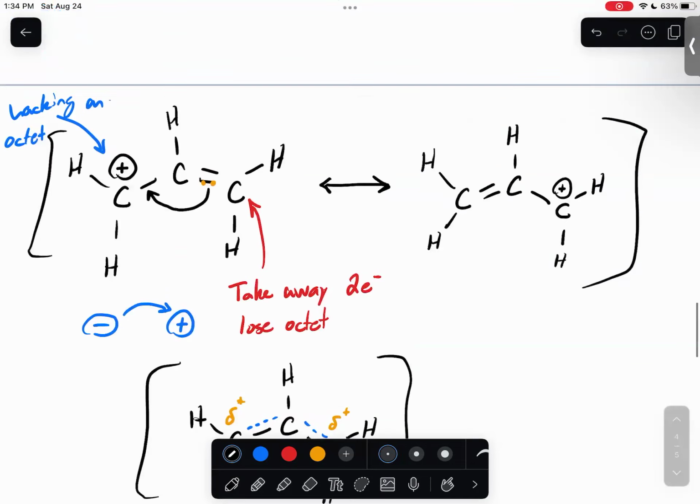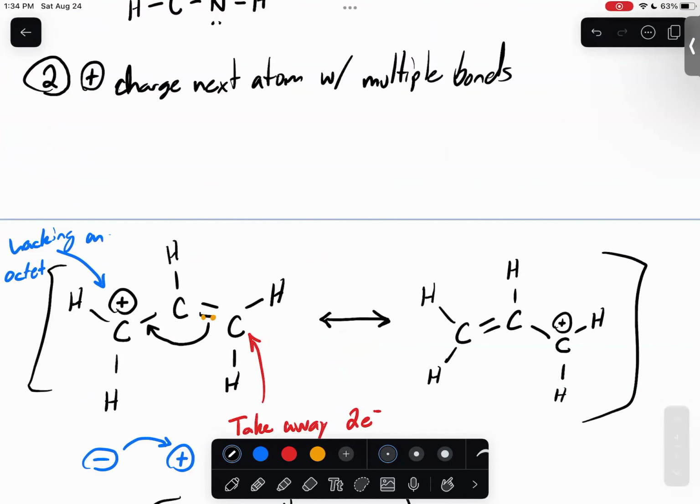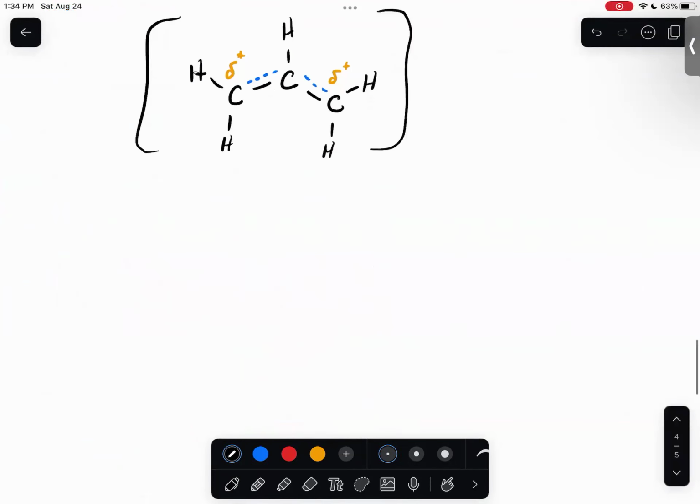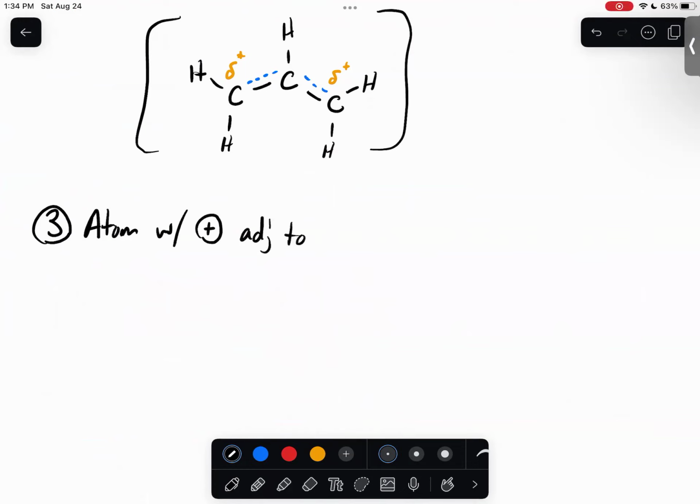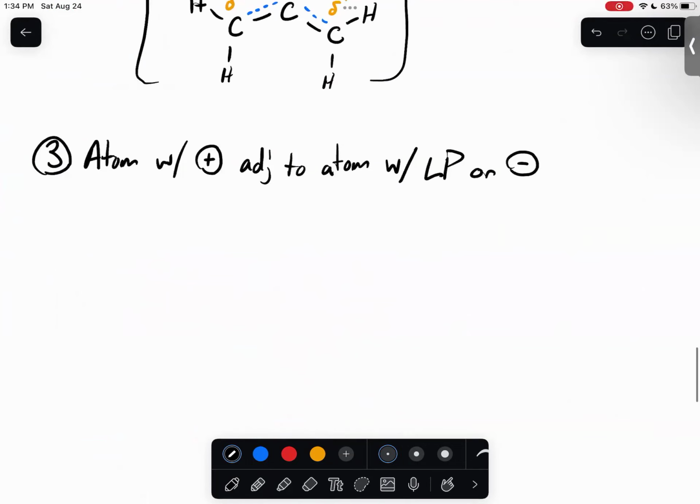Suffice to say, this is our second type of resonance, right? A positive charge next to an atom with a double or triple bond. Our third type of resonance, which is actually how we're going to end this lecture, is when you have an atom with a positive charge adjacent to an atom with a lone pair or a negative charge. So what is this going to look like? Well, we're actually going to go ahead and draw out another Lewis structure as an example.